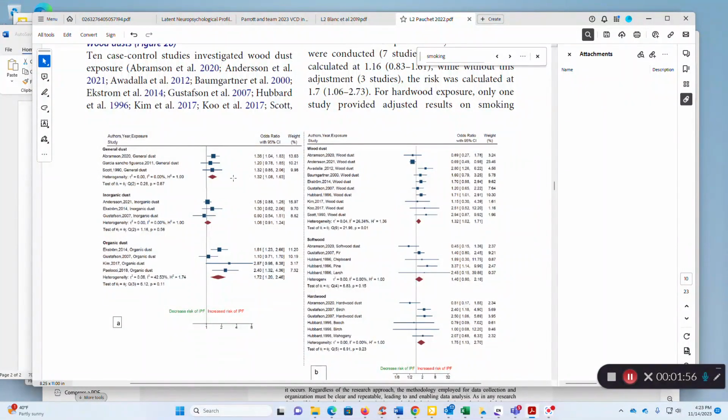Now, what we're really interested in here are not all of these values, but really the ones at the end, the ones right next to, in this case, a red diamond. That is, if we take the data from these three studies and combine it together, we get a pooled effect size and a confidence interval. Now, that is the data that we want to capture. And you can see in the Pochet, what they have done is organize their outcomes according to the type of exposure. So general dust, inorganic dust, organic dust, soft woods, wood dust, etc.